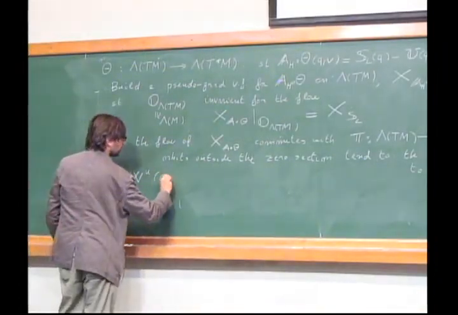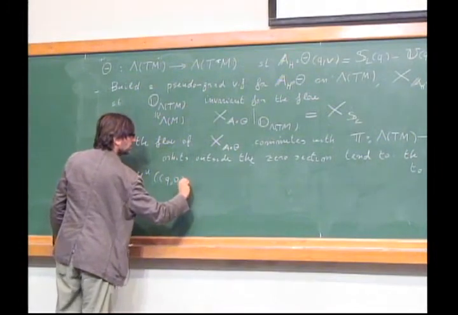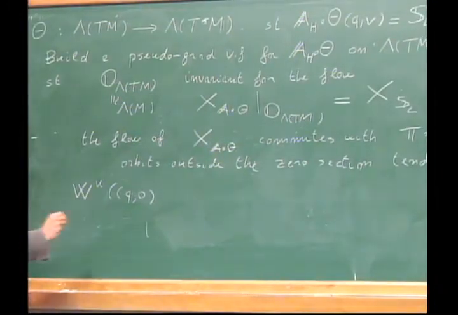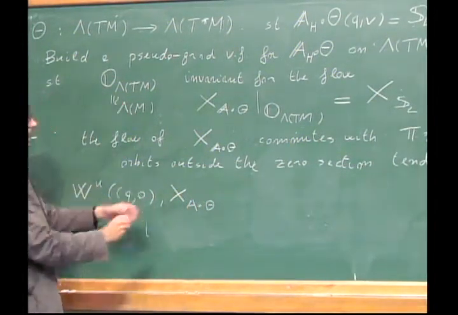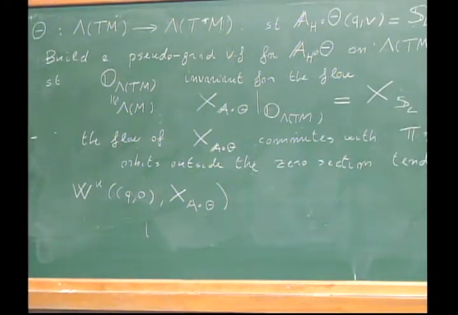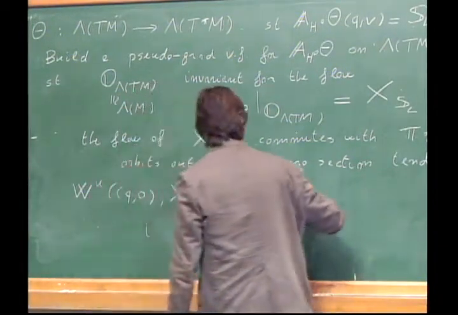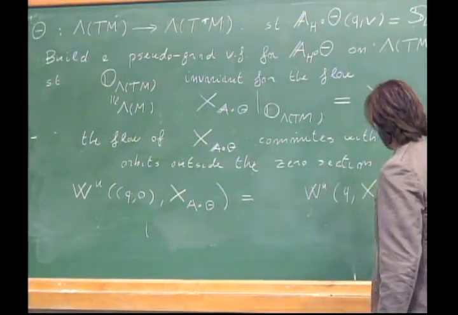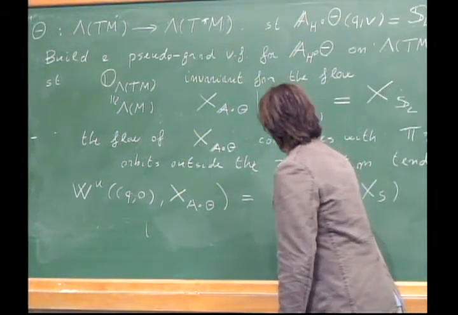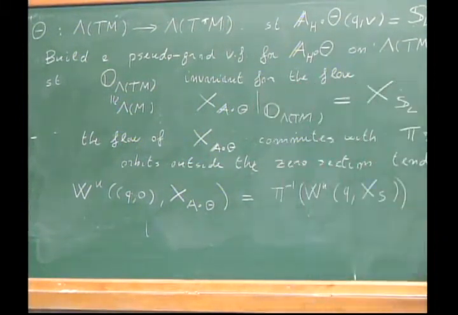The unstable manifold, so critical points are always of the form (q, 0). They are on the zero section. So with respect to this X_A composed with theta, I will write A, not always A_H, because the Hamiltonian is fixed. This unstable manifold is just the unstable manifold of q with respect to X_S, pi minus 1. So we take the finite dimensional unstable manifold on the zero section, and then we consider the whole fiber on that. Okay? Just because the function goes down on the fibers.